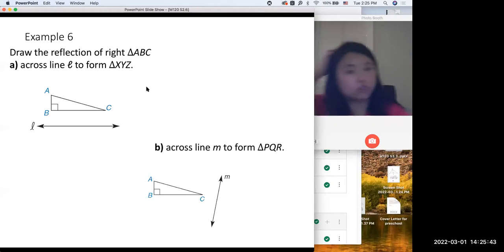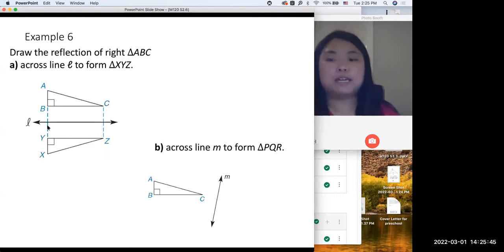Okay, check the work. So it should be like this way. Okay, and make sure these lines have the equal measure. Okay, the L here should be the midpoint of these two lines. Same idea with this one. Got this? And then A is corresponding to X, B will be corresponding to Y, C will be corresponding to Z.